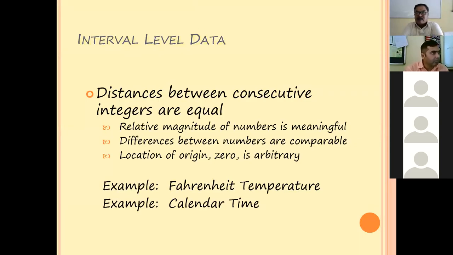And then there are some data which are also available, like the interval level data. So the distance between consecutive integers is equal. The relative magnitude of numbers is meaningful. Differences between numbers are comparable. The location of origin 0 is arbitrary. For example, Fahrenheit temperatures, the BP, the share prices.